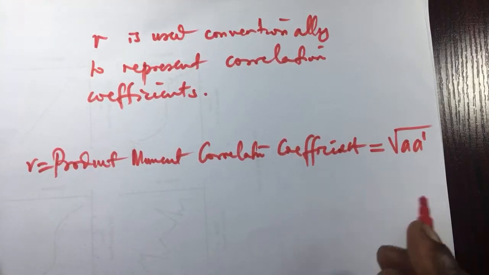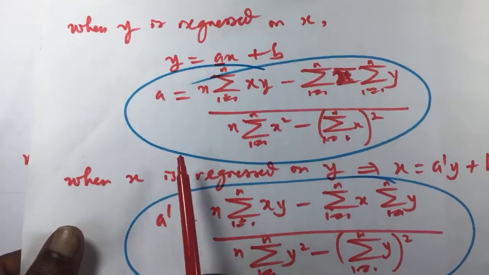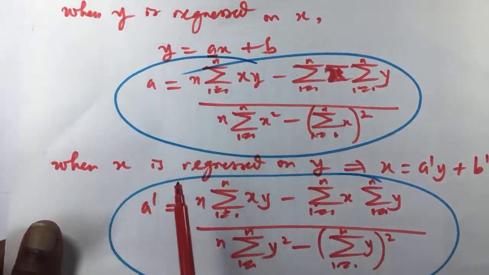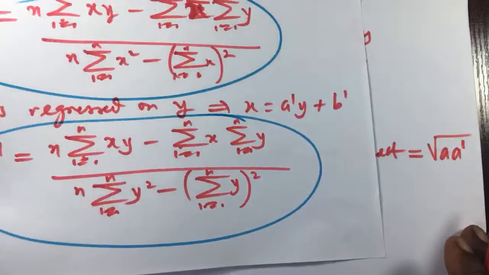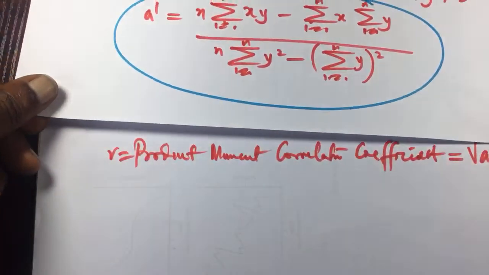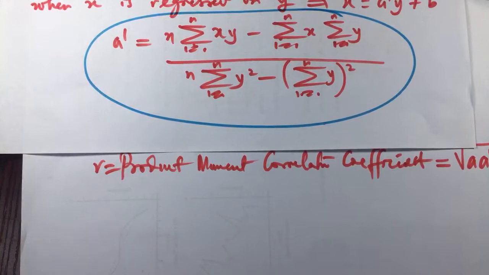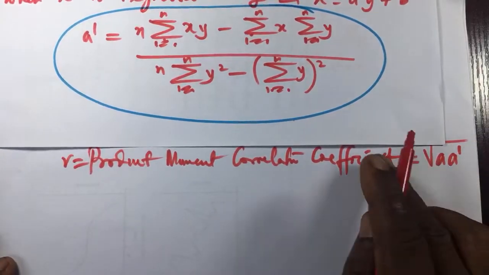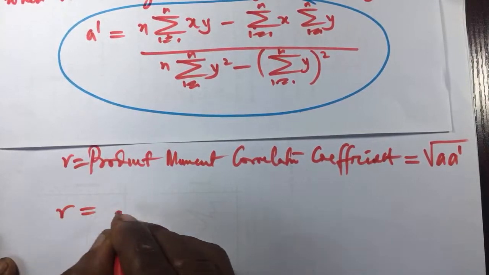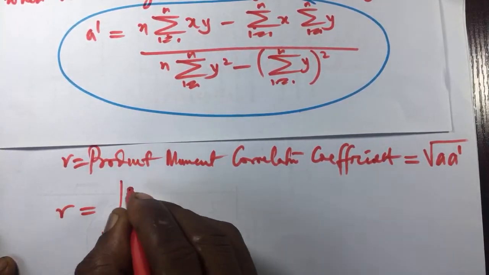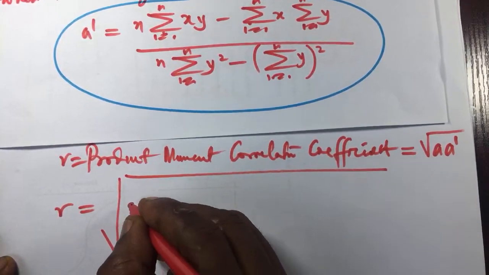So, remember what A is. This is what A is. So, A is given as this, and A prime is given as this. So, you look at it again. So, what am I going to do? I want to obtain the formula for product moment correlation coefficient. So, since I know it is the square root of A and A prime, I'm going to simply do this. R will be equal to the square root of A, starting with A. So what is our A?